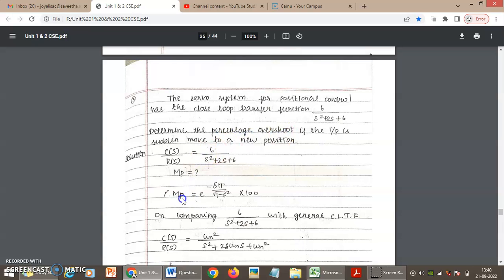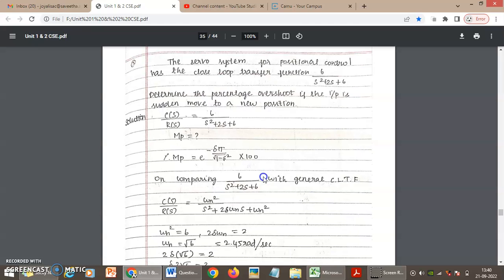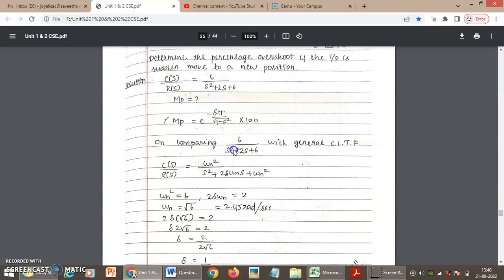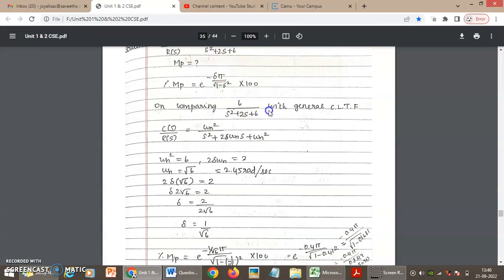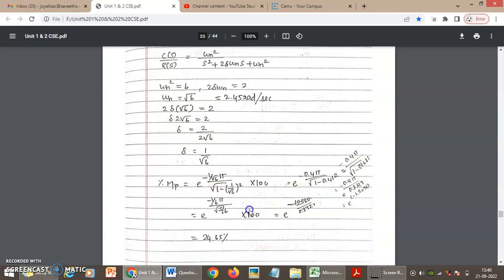The Mp formula is easy. Percentage Mp is equal to e power minus delta pi divided by root of 1 minus delta square, into 100. When we compare the given closed loop transfer function with the standard equation, we can easily find delta and omega n. Omega n square equals 6, so omega n is equal to root of 6. 2 delta omega n equals 2. Substituting omega n here, we get delta equal to 1 by root 6. Substituting delta in this Mp, you can easily get Mp, which is equal to 24.65%.